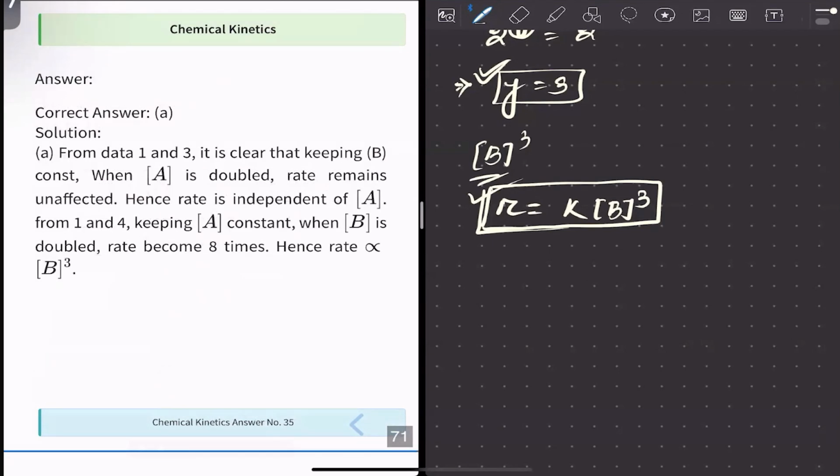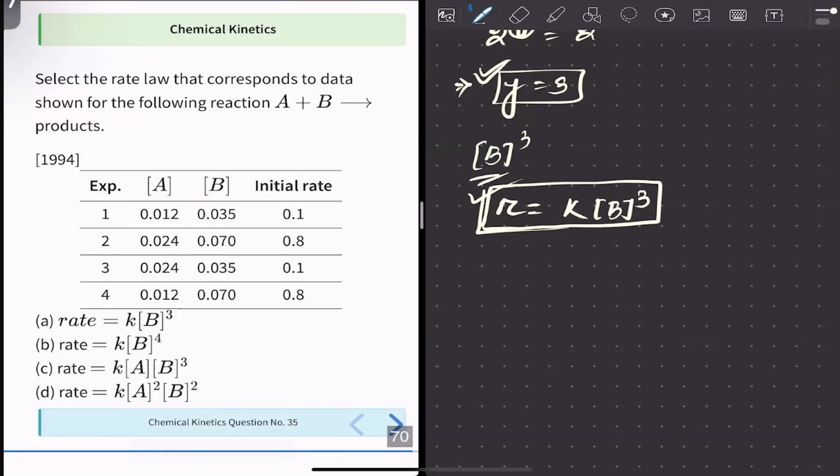So with this, let's end the session here. We have completed 35 questions of the chemical kinetics chapter. Next, we'll see some organic chapters. Okay, thank you.